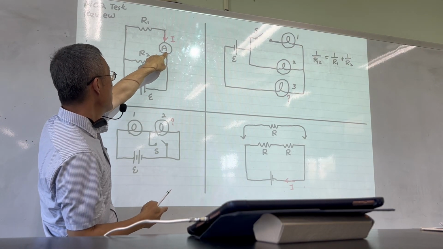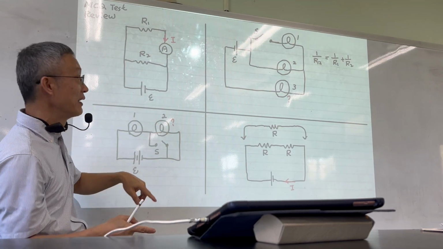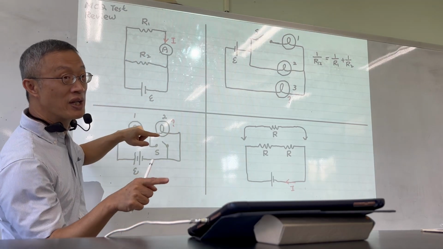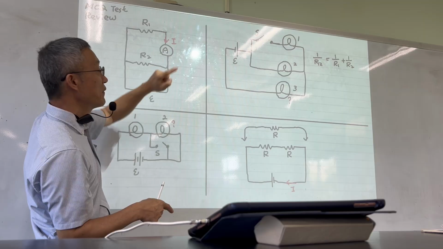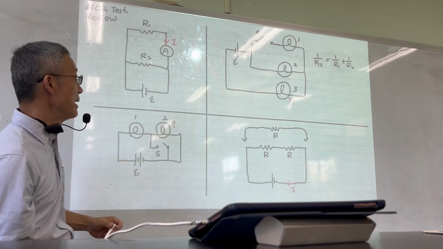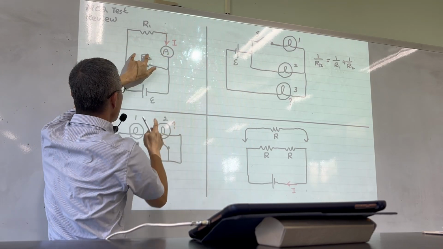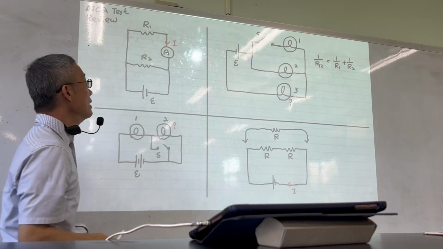That's the current passing through R1, right? So how can you find the current? E over R1 or V over R1. Apply Ohm's law on R1, you can find the reading on the ammeters. Parallel, same potential difference. Apply Ohm's law to R1, you will find the current passing through R1.